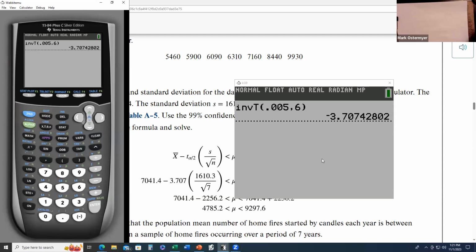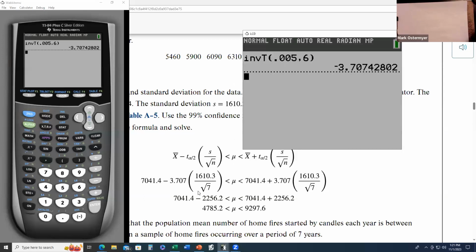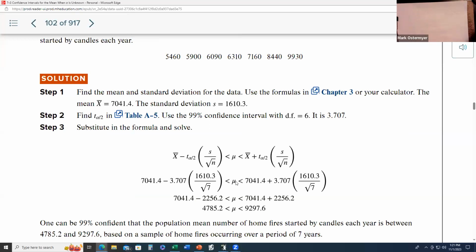And there you go. So what is our critical T value here? You can see that it's -3.707 or positive 3.707. Okay, those are critical T values. All right, but what if you don't have that? What if you got to use the table?